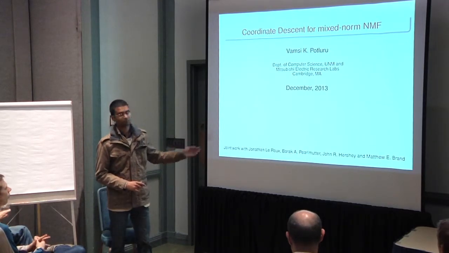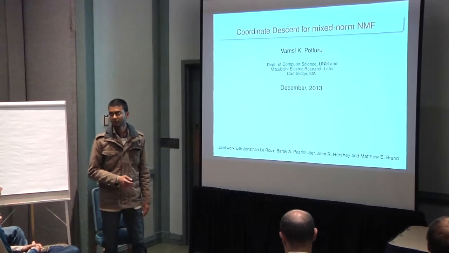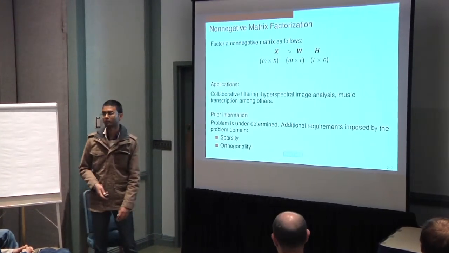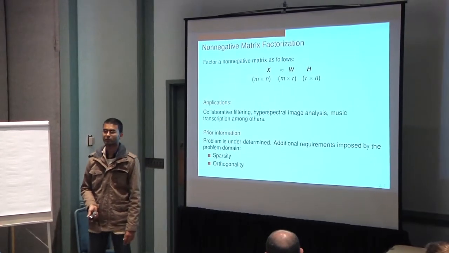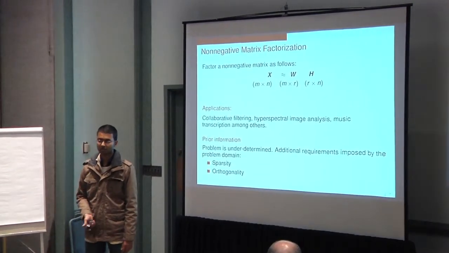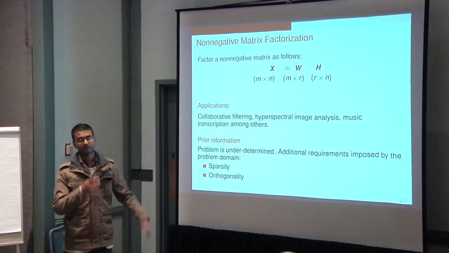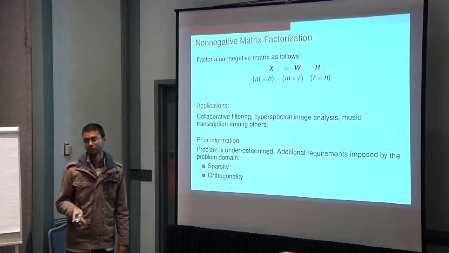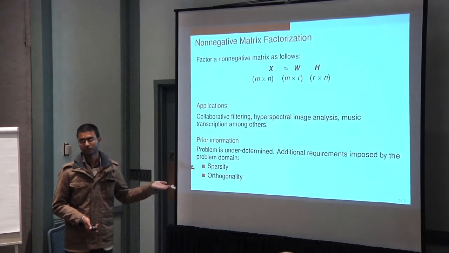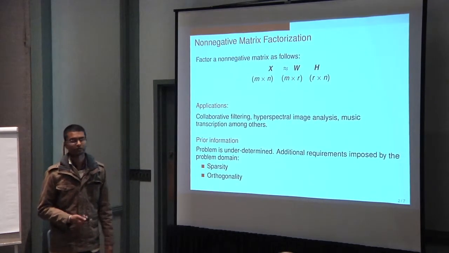Before I go ahead with the formulation, let's quickly review the NMF problem. So what is the NMF problem? You're given a non-negative matrix and you want to approximate it as a product of two low-rank non-negative matrix factors. So if X corresponds to your data, the columns of X correspond to your data points, the columns of W correspond to your features, and H is your representation matrix.